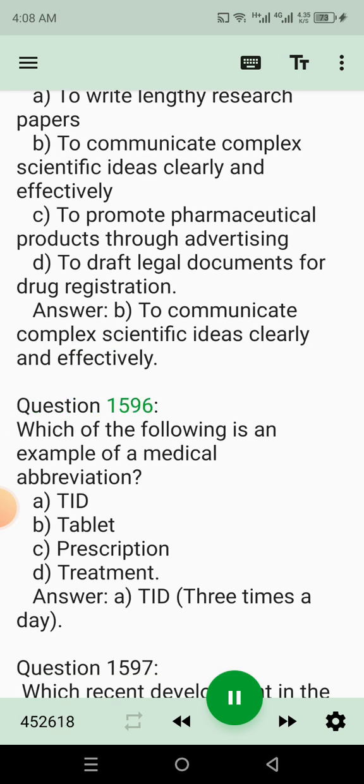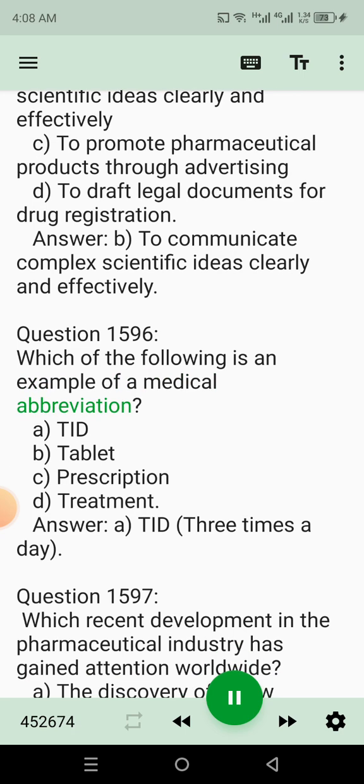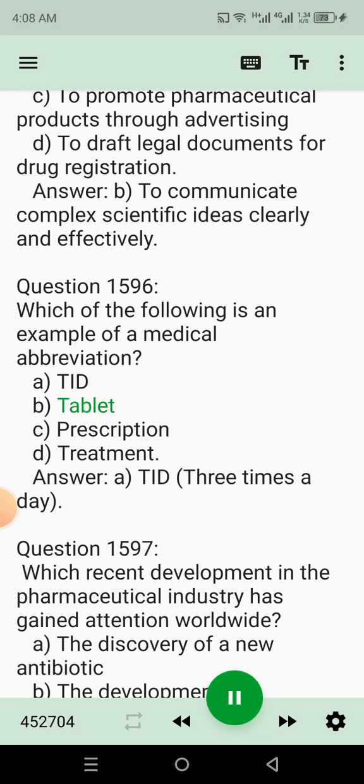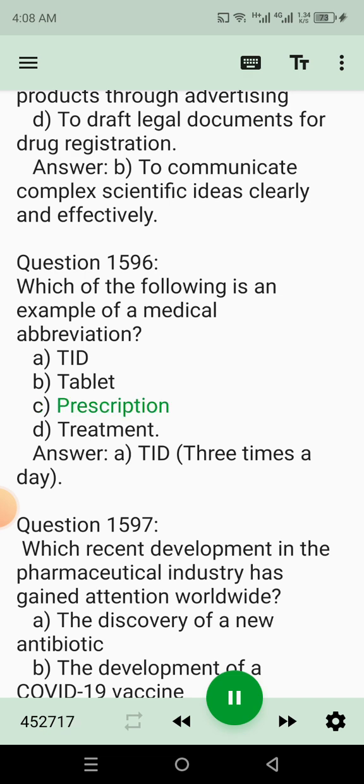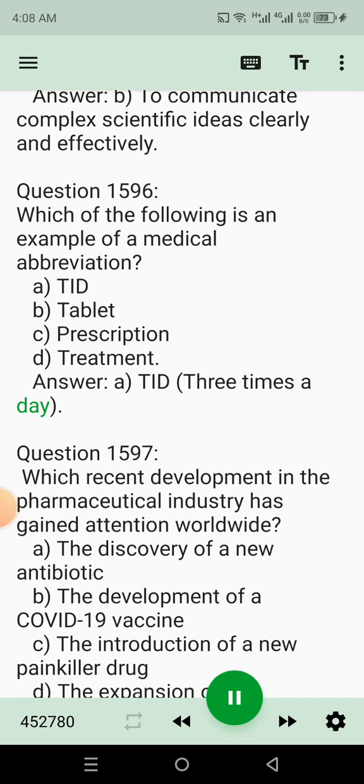Question 1596. Which of the following is an example of a medical abbreviation? A. TID. B. Tablet. C. Prescription. D. Treatment. Answer: A. TID, three times a day.